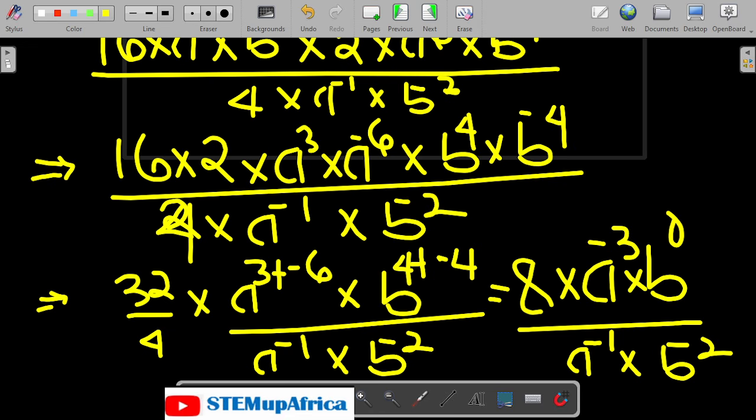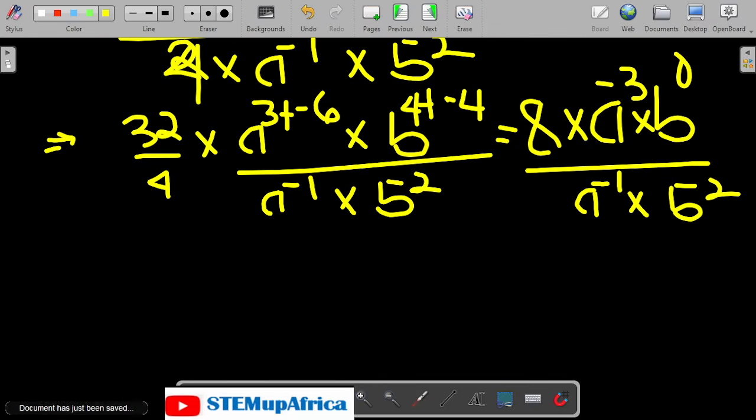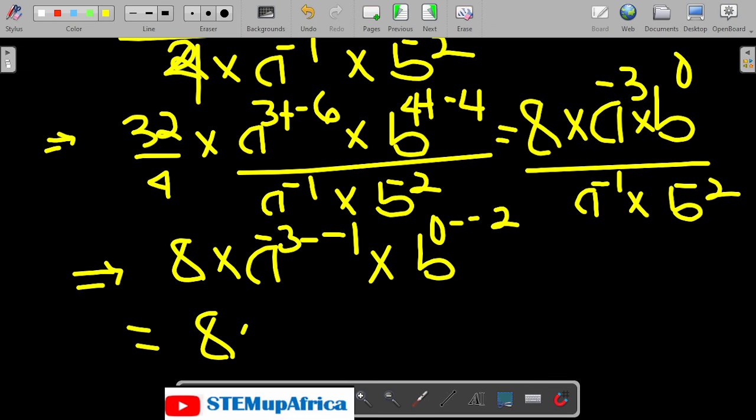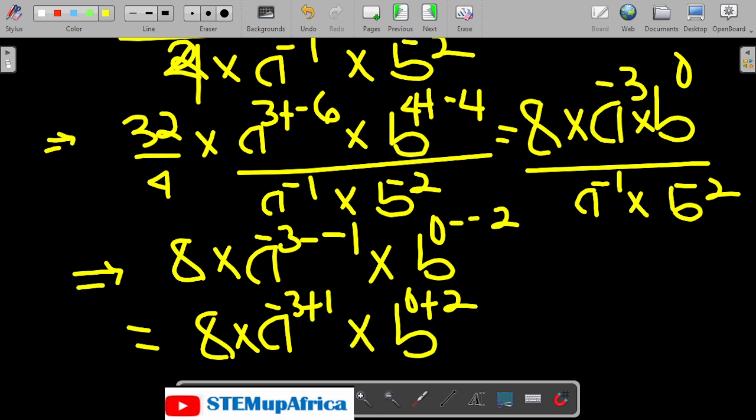So I will apply the law of indices to a and a, which is the law of division, and b and b. That will give us 8 times a^(-3 - -1) times b^(0 - -2), which is 8 times a^(-3 + 1) times b^(0 + 2). That will give us 8a^-2 b^2.